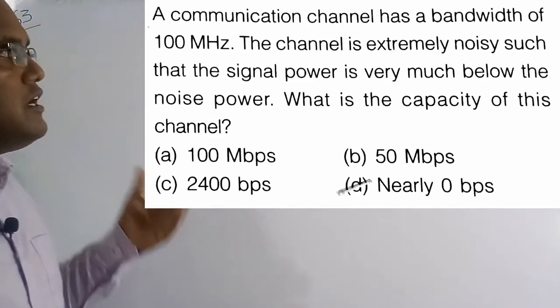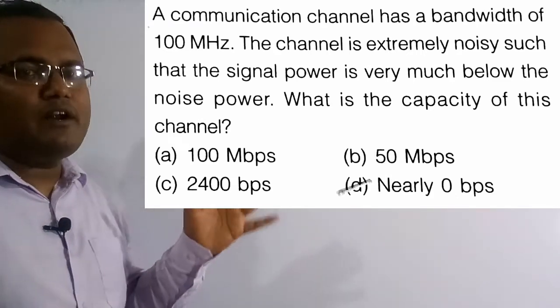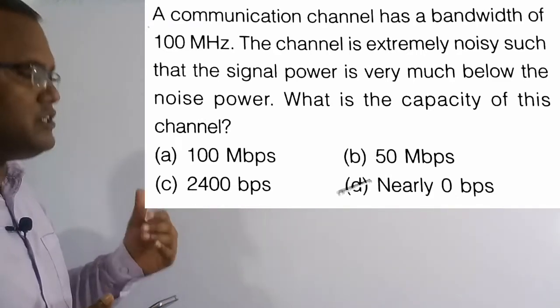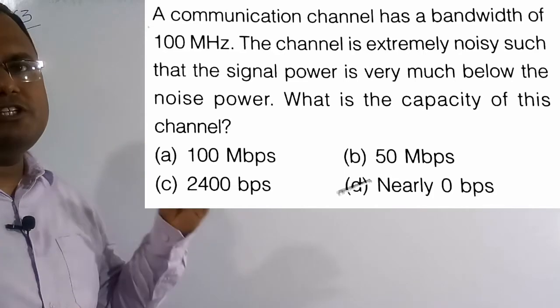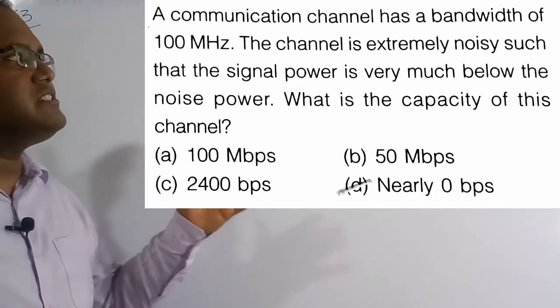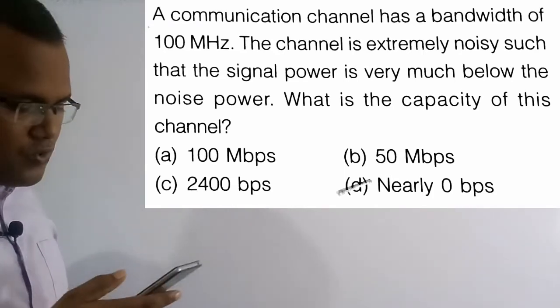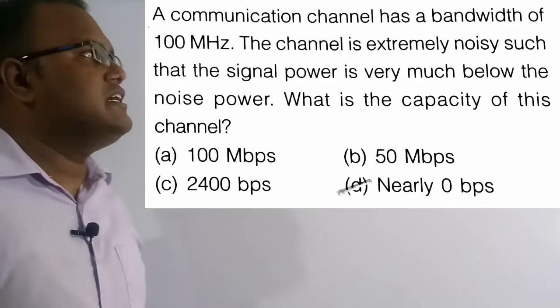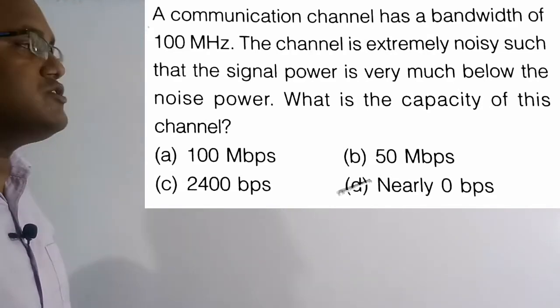So therefore now based on this data we have to find what is the capacity of this channel. We need to figure out how many bits per second are being transferred by this channel. So what are the 4 options? Option D, which is nearly 0 bits per second, is the correct solution of this question.